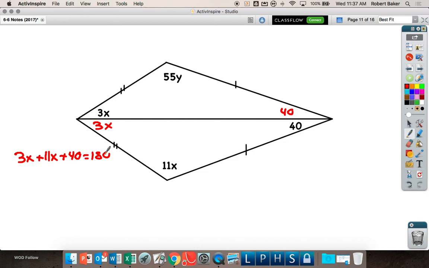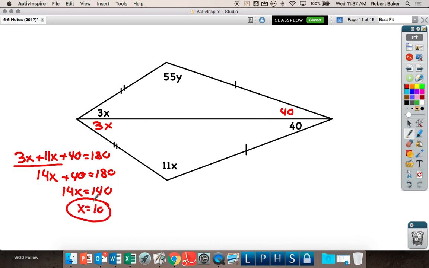Does that kind of make sense? Why did I not do 3x plus 55y equals 40? Because then you have two variables that you can't solve for. 14x plus 40 equals 180. Subtract 40 from both sides. And then plug it back in.